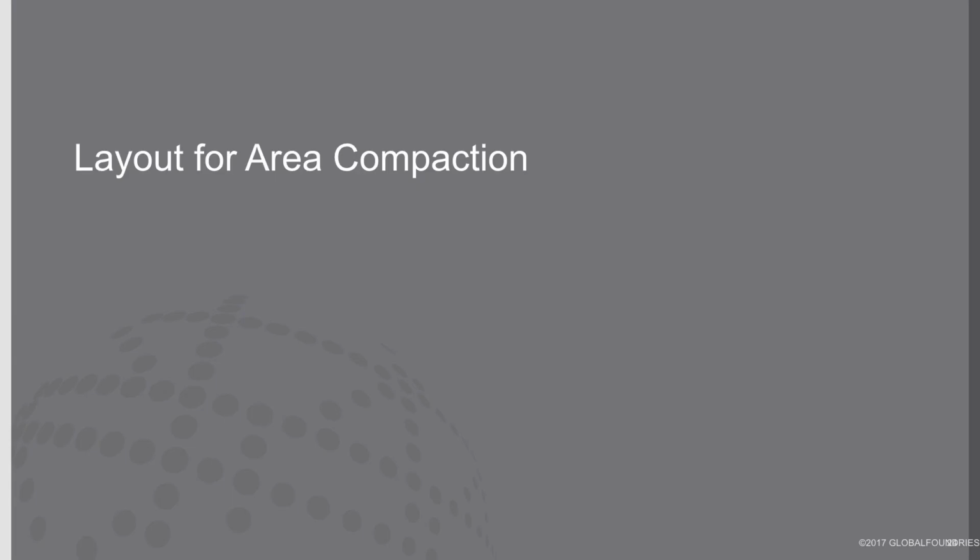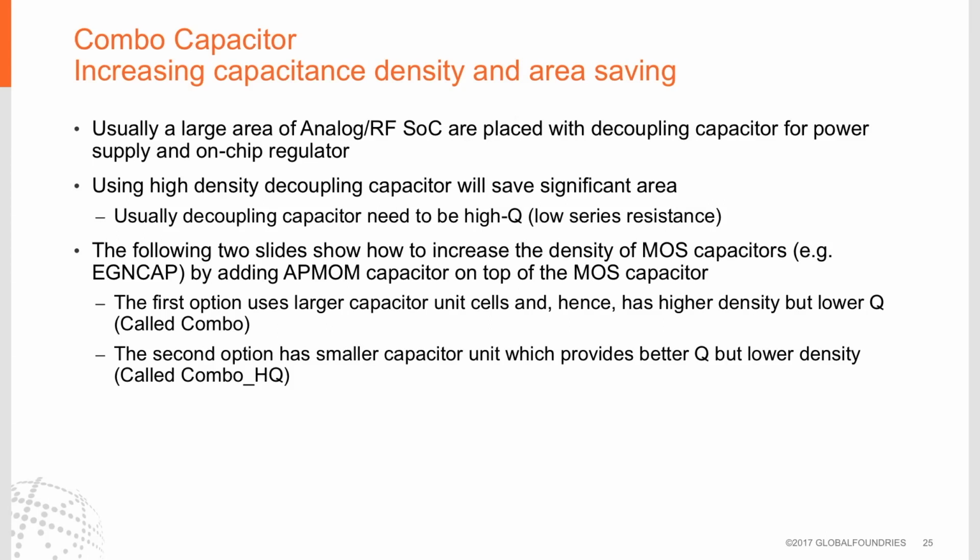I'll now cover techniques for layout area compaction. One of the nice things about the 22FDX is we allow this combination of capacitor which increases the capacitance density and saves area. So usually a large area of analog and RF SOCs are placed with decoupling capacitors for power supply and on-chip regulation. Using high-density decoupling caps will save a lot of area. Usually decoupling capacitors need to be high Q, so have low series resistance. The following two slides show how to increase the density of the MOS capacitors by adding an APMOM capacitor on top of the MOS capacitor.